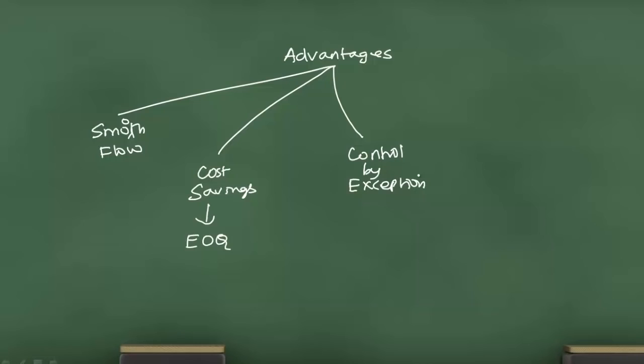Here the management time is saved because the management is going to pay its attention only on A category items. Here the attention needs to be paid only to some of the items rather than all items. So you are going to have control by exception.